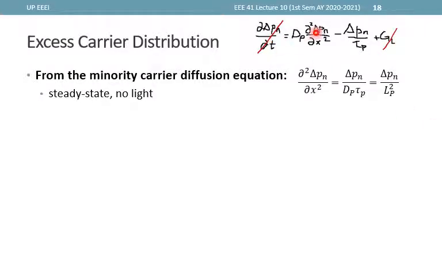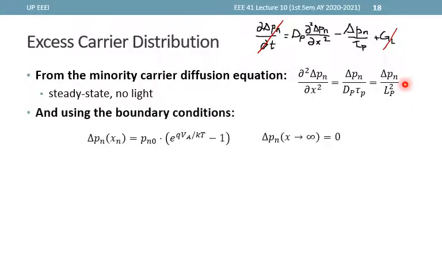So we can simplify this equation to be equal to this one, where we just transferred this to the other side and divided by Dp. Now, Dp tau p is equal to simply Lp squared. Now, for this one, we actually get some second derivative equal to the same function. So we get the two exponential general solutions, and we need two boundary conditions. So we use these two using the law of the junction.